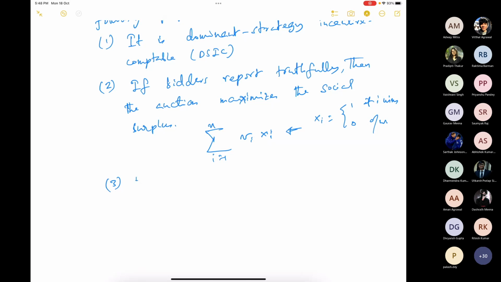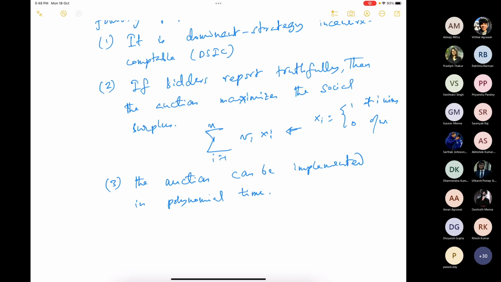So the auction can be implemented in polynomial time. In fact, in linear time, polynomial time. Okay, so these are the properties of the Vickrey auction.